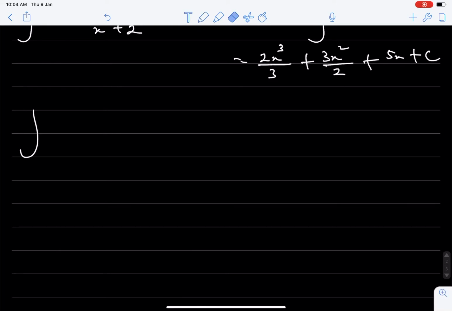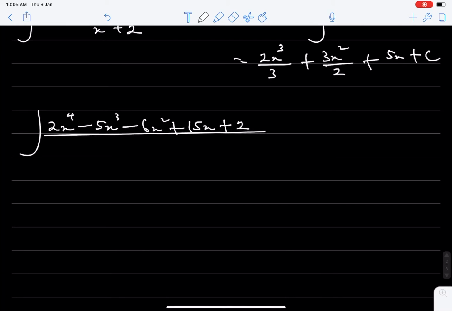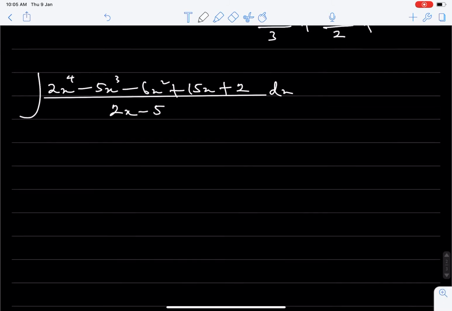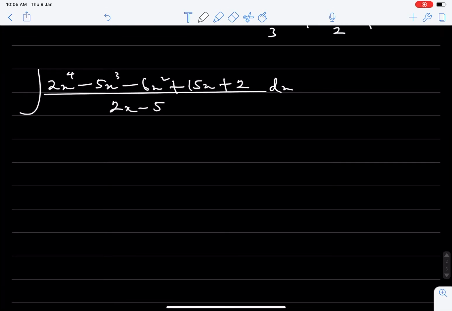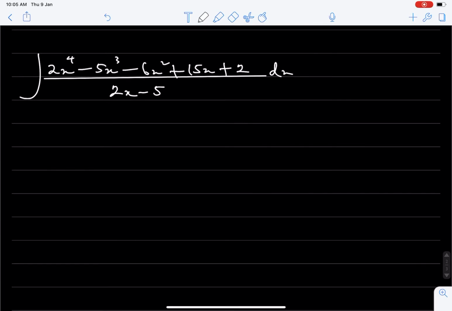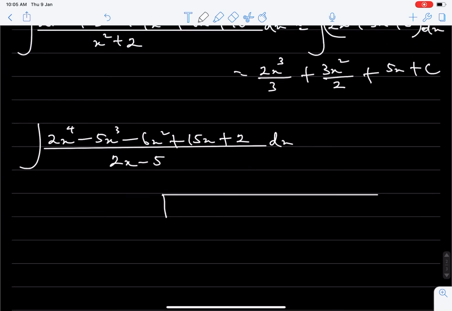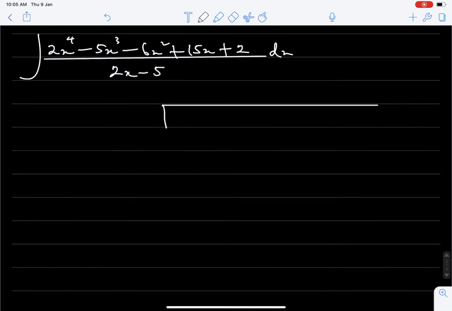Evaluate the integral of 2x raised to power 4 minus 5x cubed minus 6x squared plus 15x plus 2 divided by 2x minus 5 with respect to x. This is also another rational expression, so we divide the numerator by the denominator, in an attempt to split it into partial fractions. But if the denominator is a factor of the numerator, then we just have a simpler polynomial.